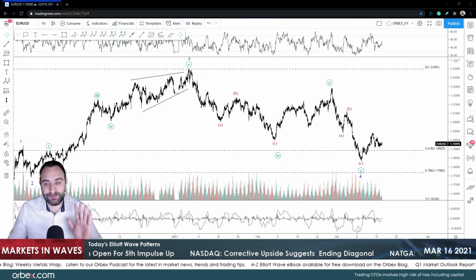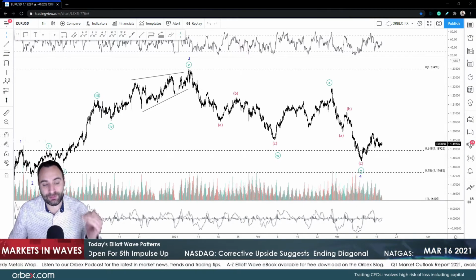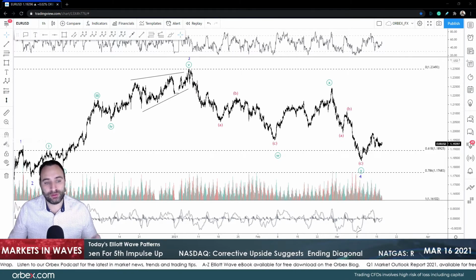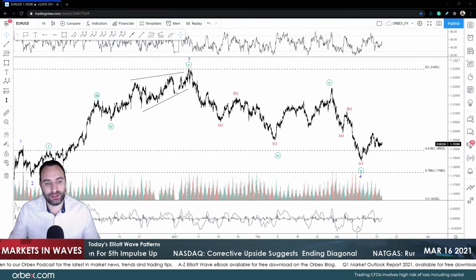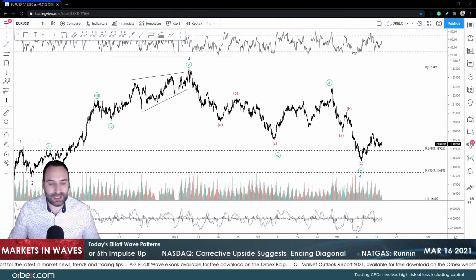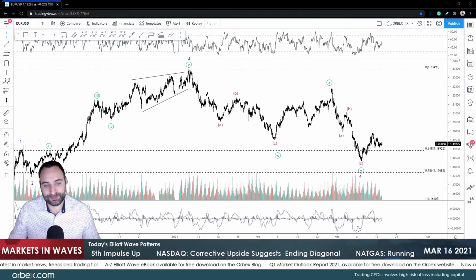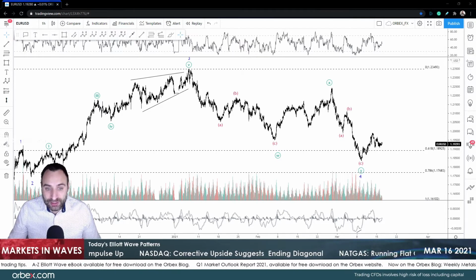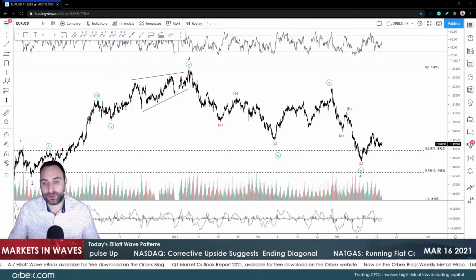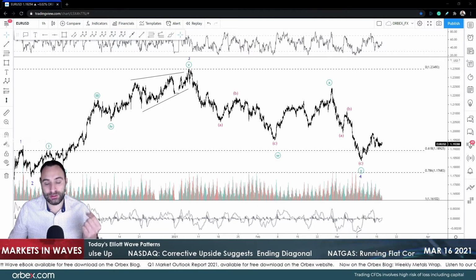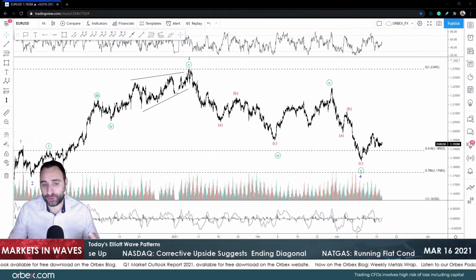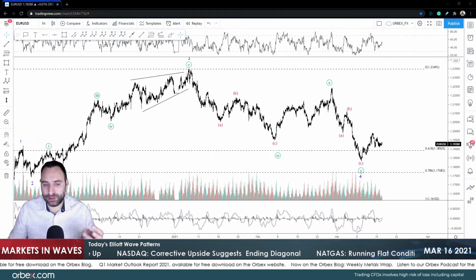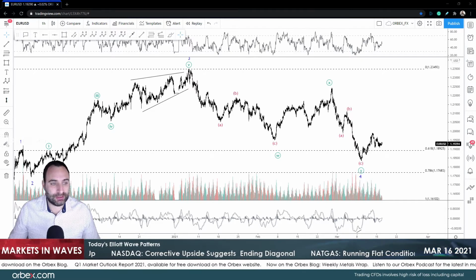Doing analysis on 5 selected pairs that I have selected, based on some sort of signals that I get from Elliott wave analysis and other conditions. Today is March 16th, this Tuesday, and most likely it is going to be another interesting trading session, as usual. In today's analysis, we're going to have a quick look at euro dollar, dollar yen, NASDAQ, natural gas, and also dollar against the Turkish lira.